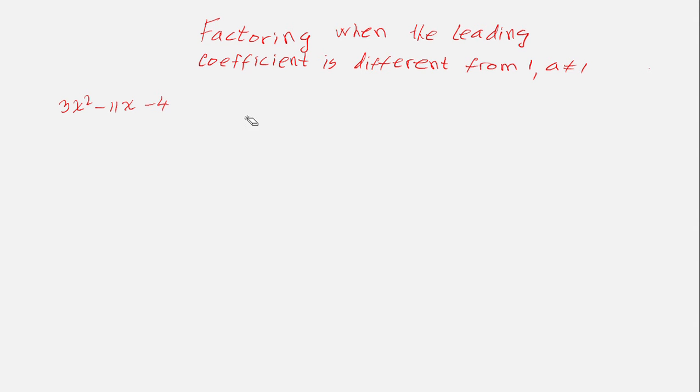Let us learn how to factor a trinomial like this, in which the leading coefficient is different than 1. Now this here is a leading coefficient because it is part of the leading term. And this is a leading term not because it's the first one we write down, but because it has the highest exponent. So here the highest exponent is 2, and that makes this term the leading term. And then that makes this 3 the leading coefficient.